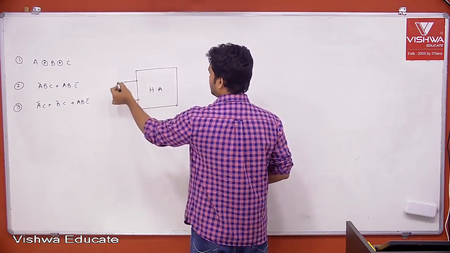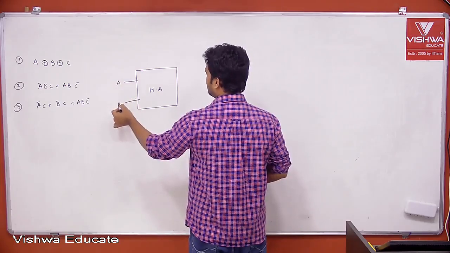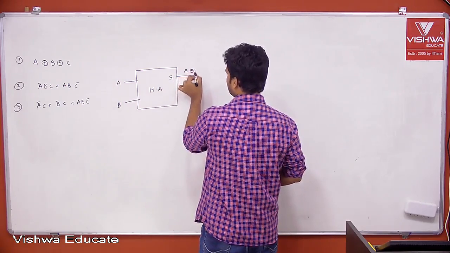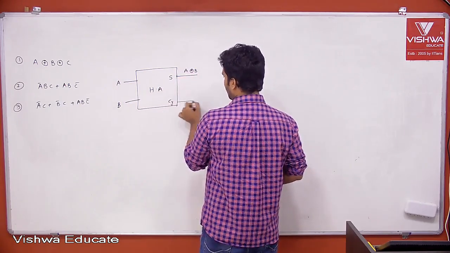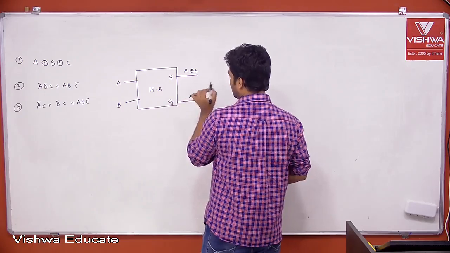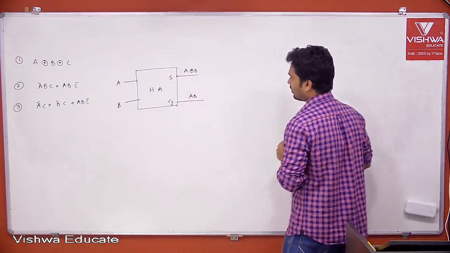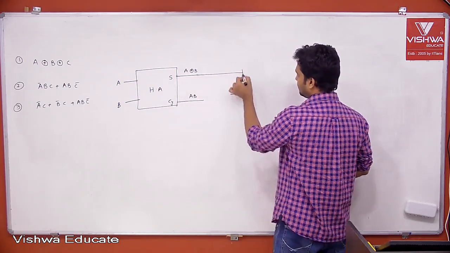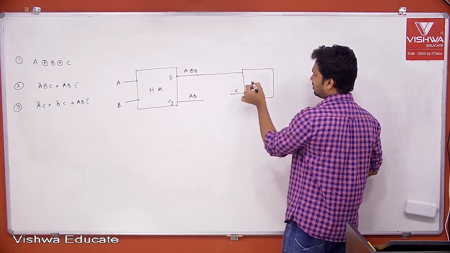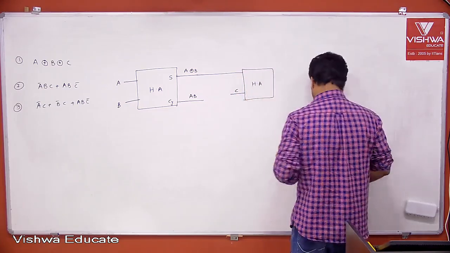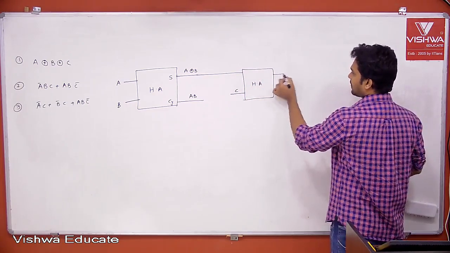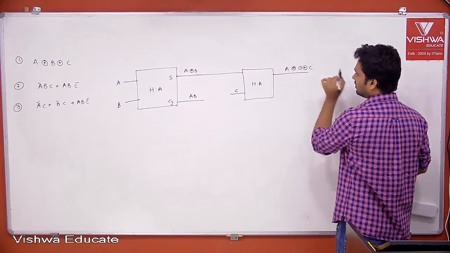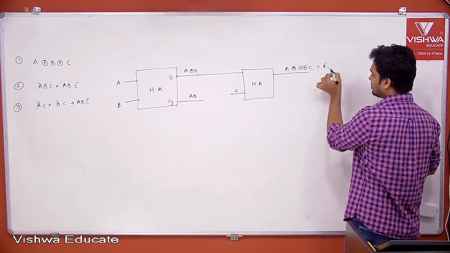So, what are the inputs? A, B. Sum is A XOR B, carry is AB. Now, first take here one more input C. What is the output you get? Take one more half adder. A XOR B XOR C. First job is finished. So this is your function 1.